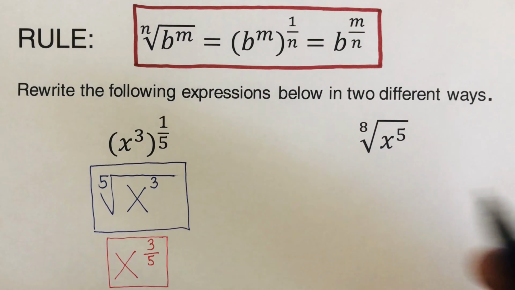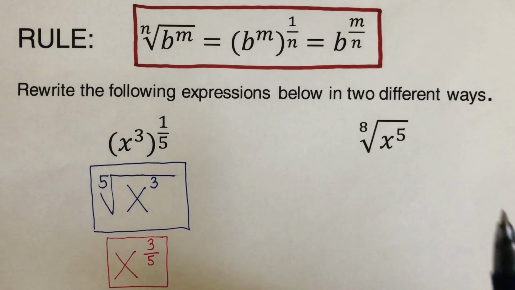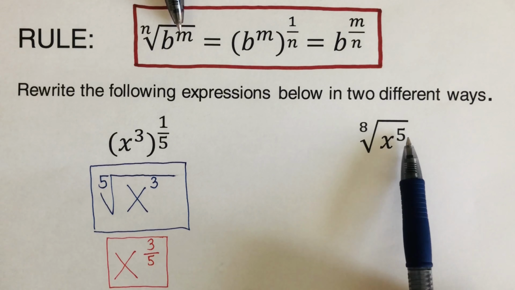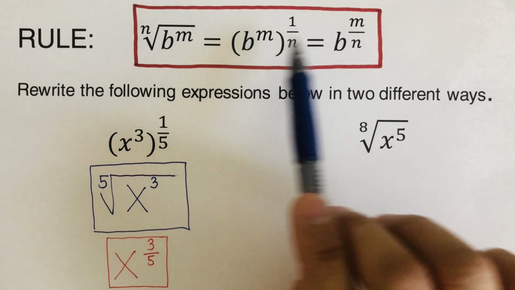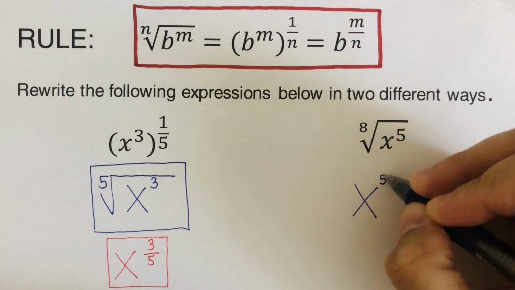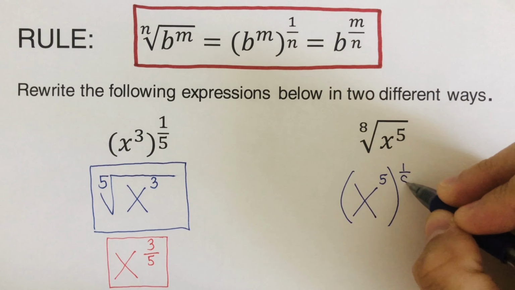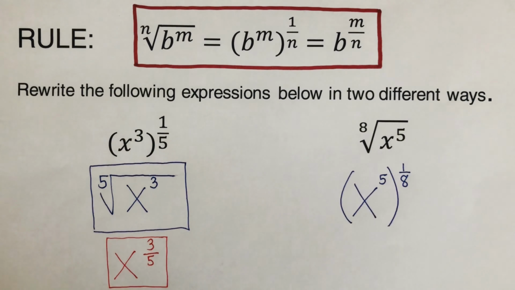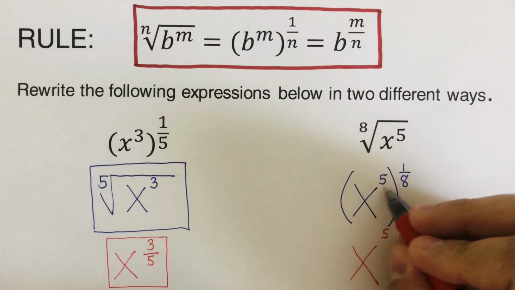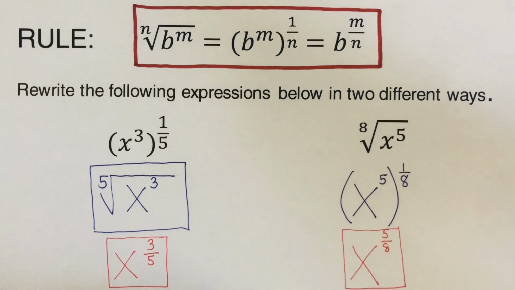Okay, we go over the problem here. Again, this is our n and this is our m. It's pretty similar to the first notation. That's the n and that's the m. Then we have to come up with these two notations right here. So this should be x to the 5th power to the exponent 1/8. And so if we multiply, 5 times 1 is 5, and the invisible 1/8 gives 5/8. So that's x to the power 5/8.